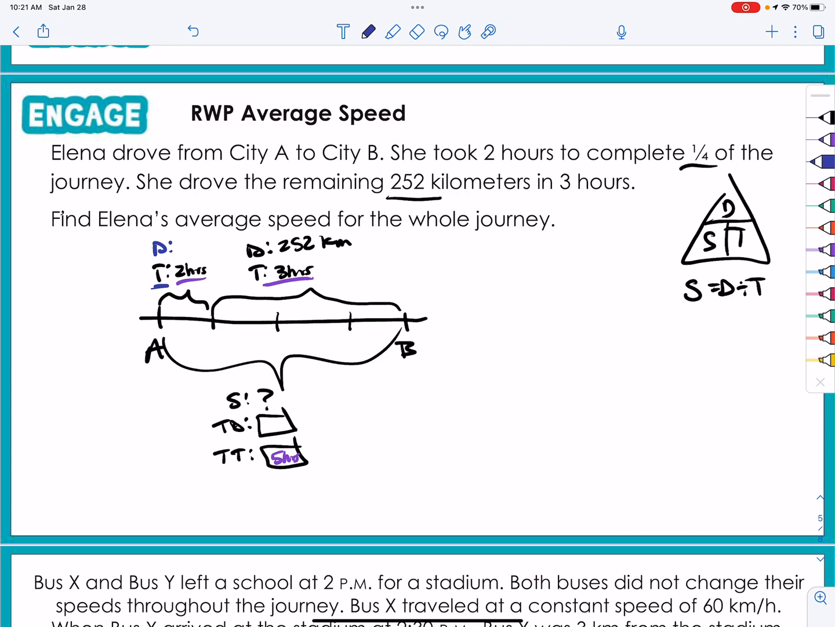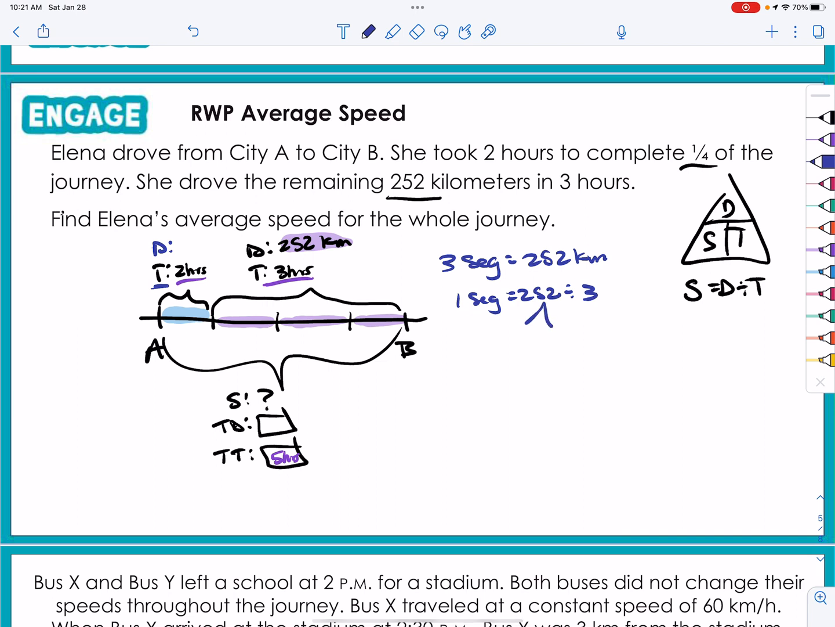Fortunately, though, if we look at this picture, we can see that this distance of 252 kilometers is 1 segment, 2 segments, 3 segments. And so if I know that those 3 segments equal 252 kilometers, if I find out the value of one of those segments, I can add that on and calculate the whole distance there. So 3 segments is that. 1 segment is going to be 252 divided by 3.